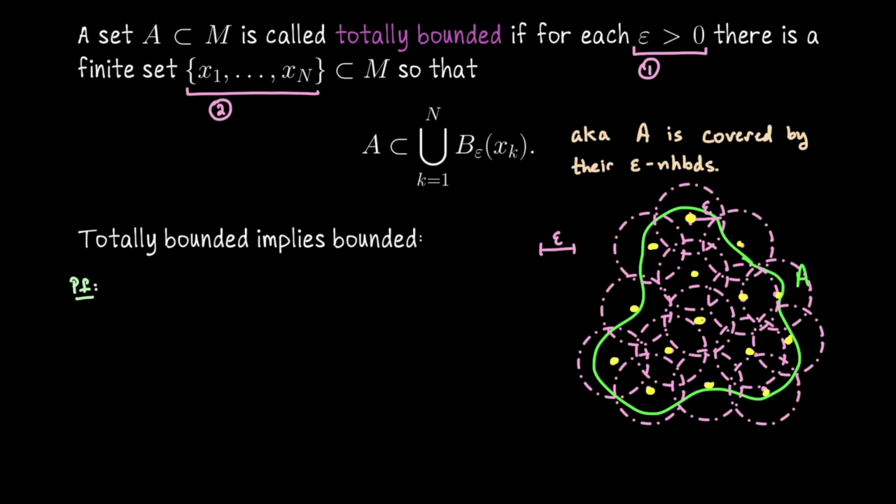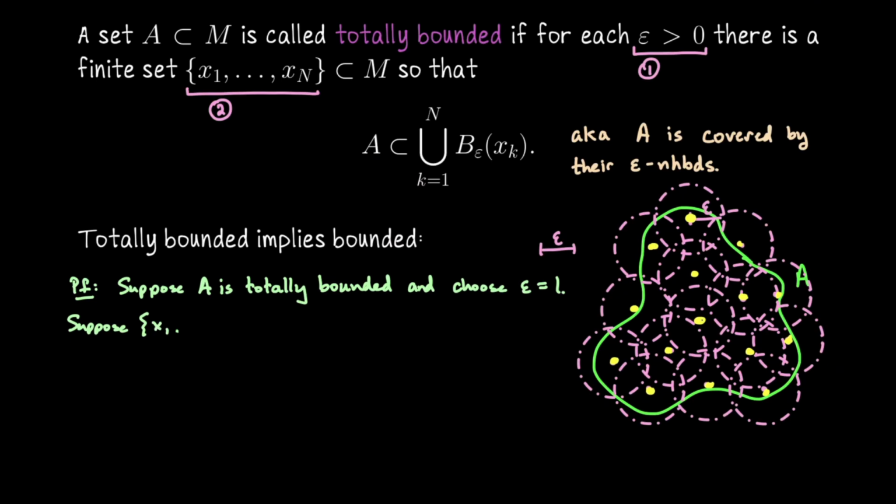Let's prove this. Suppose A is totally bounded and choose epsilon, the radius, to be 1. If A is totally bounded, then for any choice of radius, I can go find a finite set of points to create neighborhoods which cover A. So that's what I'm going to do: take this radius and go find the points. Suppose x1 through x sub N is a finite set of points with the property that A is contained in the union from k equals 1 through capital N of these radius 1 neighborhoods.